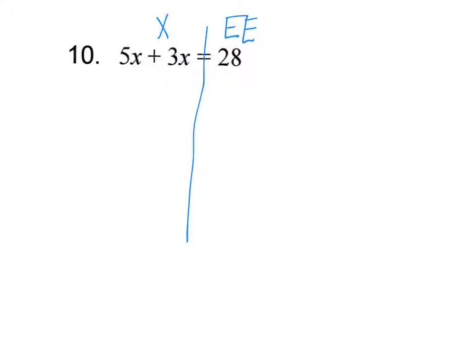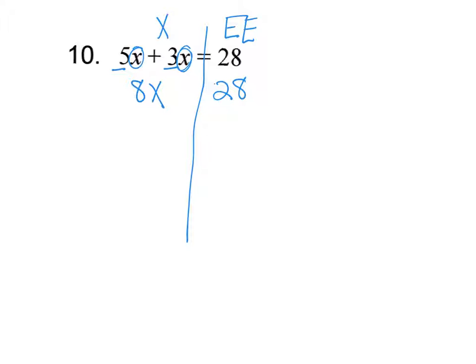I can do step 2. I can simplify because I have x and x. They have the same last name and they're on the same side. So what's 5 plus 3? 8. And their last name is still x. Equals 28. Well, I already have x's on the left and everything else on the right. There's nothing to move. So I don't have to add or subtract.